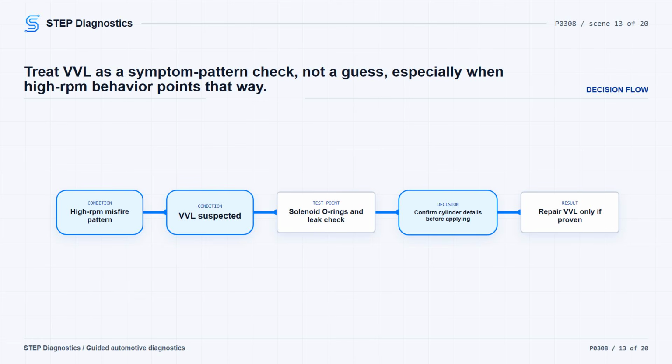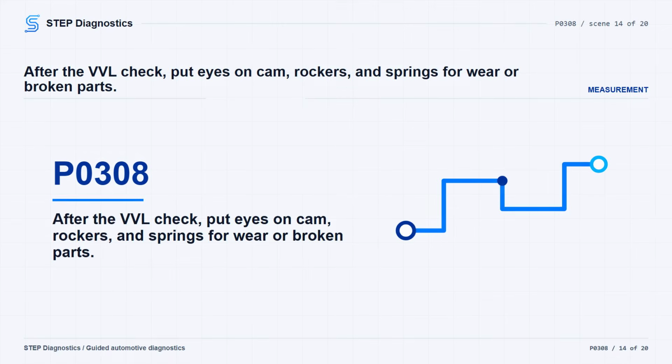There is an important caution on this branch. The cylinder-specific VVL description calls out cylinder 1 hardware, while this episode is for cylinder 8. Do not generalize that detail to cylinder 8 without confirmation. Pause, recheck the earlier diagnostic path, and avoid guessing.